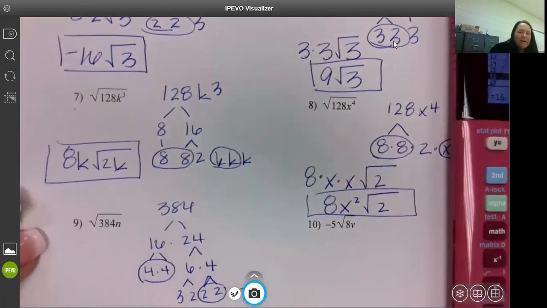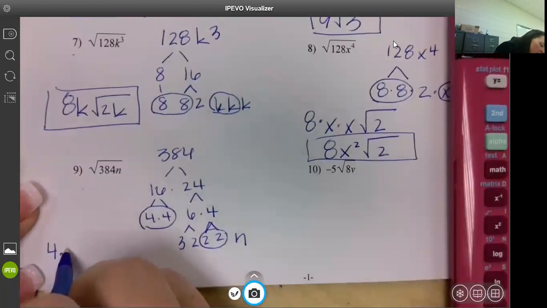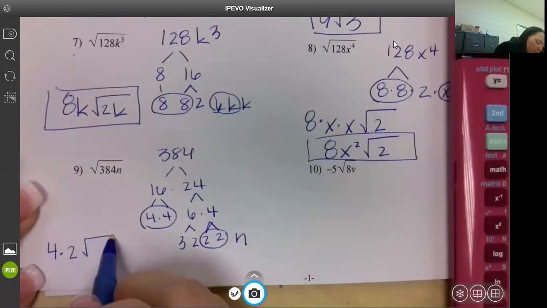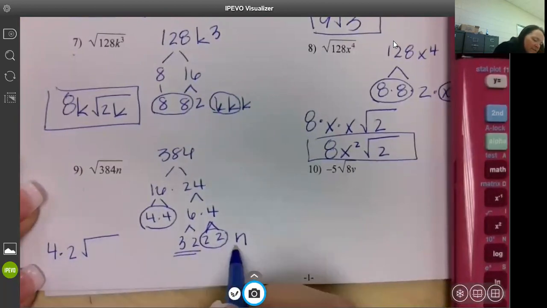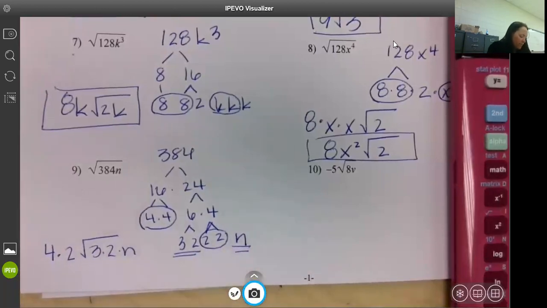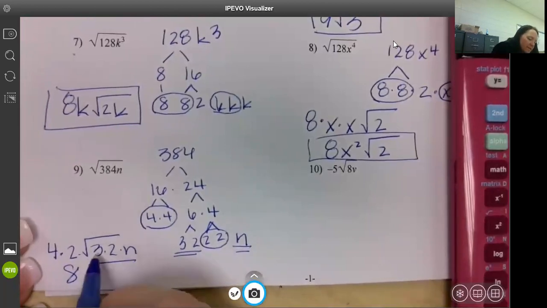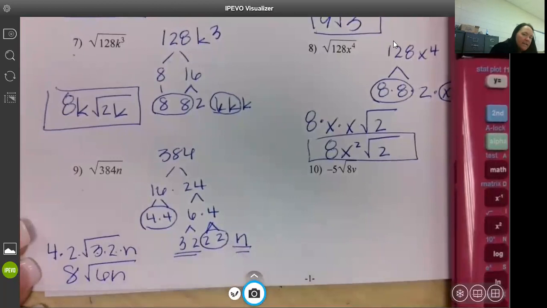And then we have an n. We have one n. So we had a 4, we had a 2. We left 3 times 2 times n. Multiply them together. 4 times 2 is 8. 3 times 2 is 6, and an n.